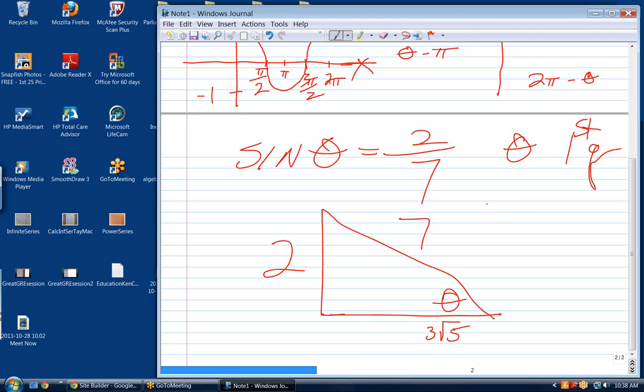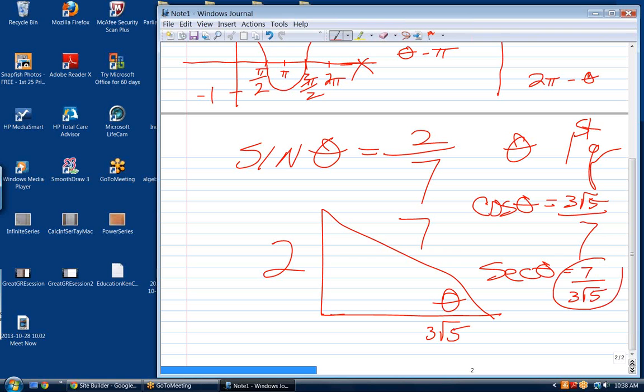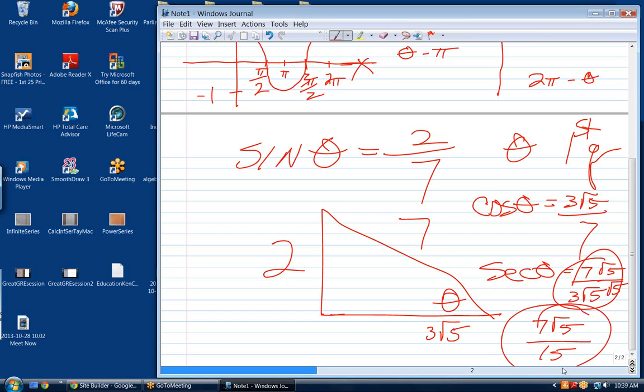Now, it's a piece of cake to come up with all 6 trig functions. What's cosine of theta? 3 root 5 over 7. What's the secant of theta? 7 over 3 root 5. And then you'd need to rationalize that. How do you rationalize it? By multiplying it by root 5 over root 5. So that would be 7 root 5 over 3 times 5, over 15. So there it is rationalized.